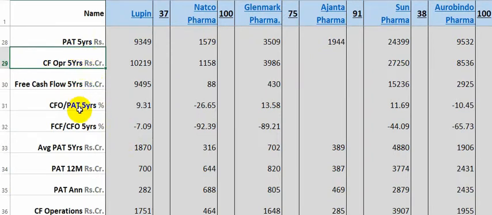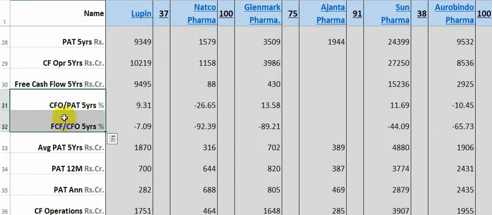This comparison is reflected in these two ratios, which is CFO to PAT comparison and then free cash flow to cash flow from operations comparison. These are a 5-year value comparison, so it gives us a very good idea as to how much of the earnings that the company is saying that it has earned, of that how much got converted into cash. It is very important that the company has something to show for its earnings in its bank account or at least in its balance sheet.